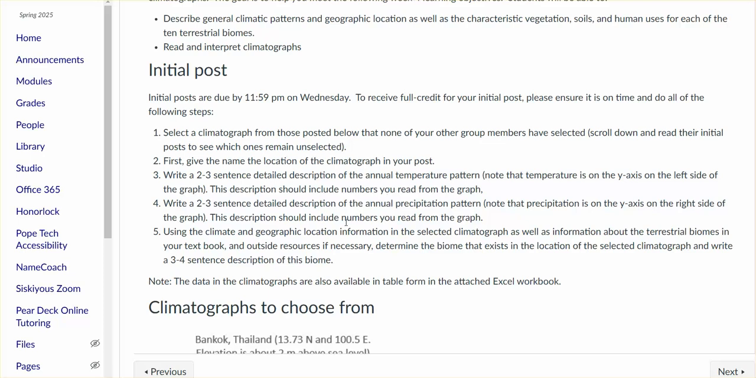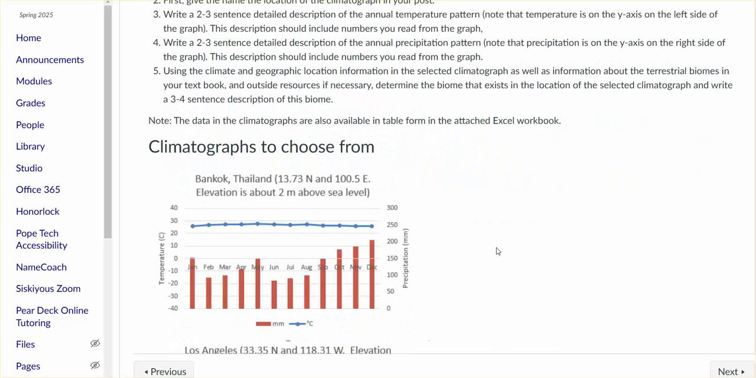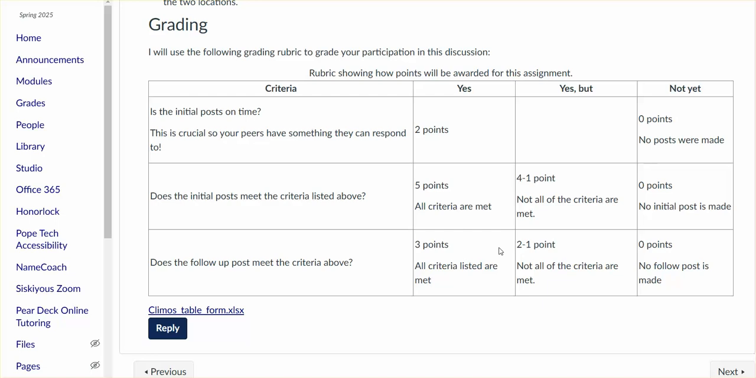So write a description of the temperature and precipitation patterns, and that must include numbers that you read off of the graph. Then you're going to think about the climate, reflect on this location, and make an educated guess about the terrestrial biome that would exist in that place. Write a 3 to 4 sentence description of that biome. And of course, you can use your textbook for all the information that you need about that biome. Okay, so this is a small group discussion. Please make your initial post by Wednesday and then respond to your peers by Saturday.